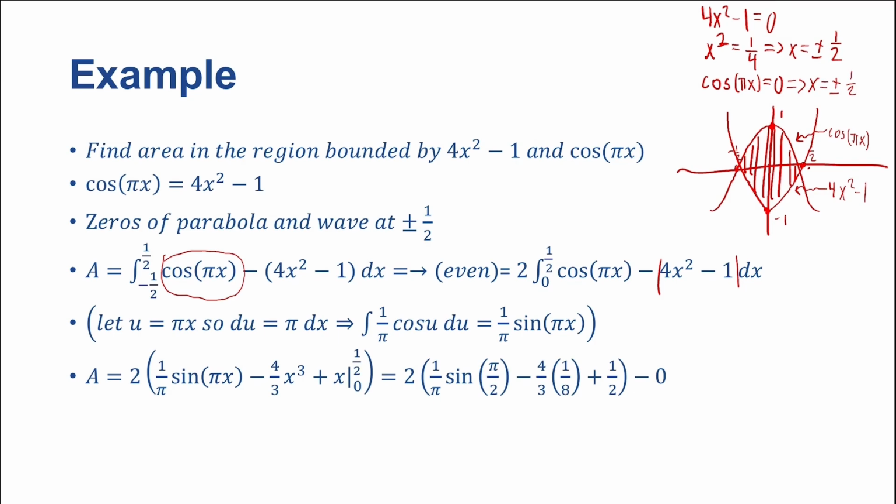All right, so now all that's left to do is applying the fundamental theorem of calculus. So we take 2 times, 1 over pi times the sine of pi over 2 minus 4/3 times 1/8 plus 1/2, minus 0. And then there's just a little bit of algebra and a little bit of trig to do. That will leave us with a final answer of the area being 2 over pi plus 2 over 3. So that is the answer for this final integral.